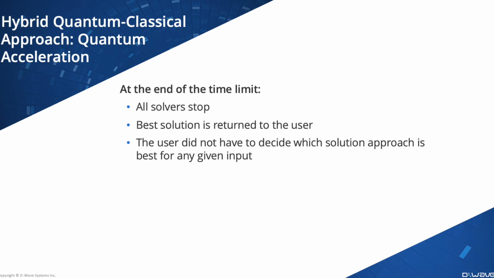At the end of the time limit, which we'll talk about, that's the one parameter, all solvers stop and the best solution is returned to the user, and the user didn't have to decide which solution is best for any input. That's taken care of under the hood.